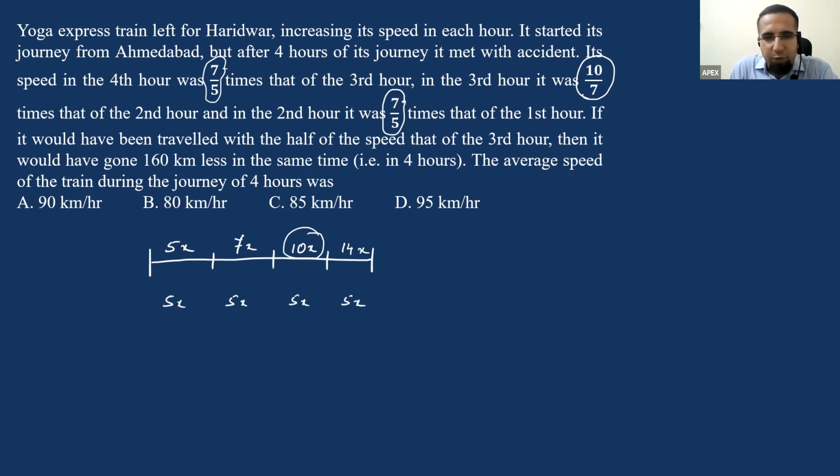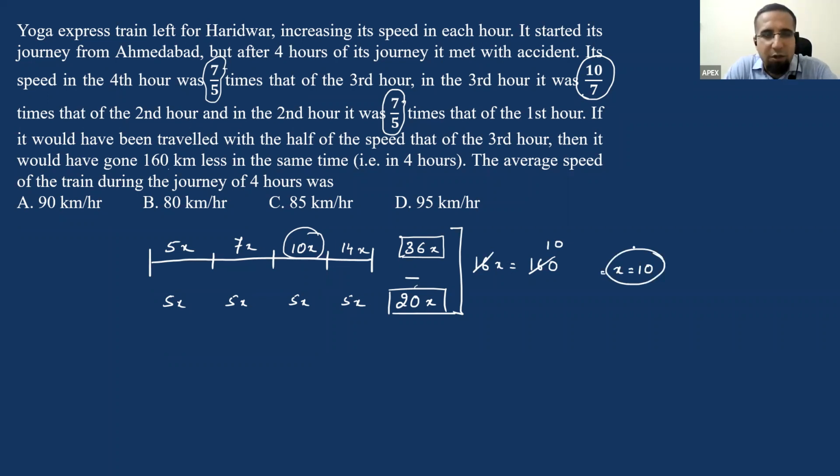Clear? So 7 plus 5 is 12, 12 plus 10 is 22, 22 plus 14 is 36. So ideally it is traveling 36x kilometers. And as per the question, it would have traveled 20x kilometers in 4 hours. Then it would have traveled 160 kilometers less in 4 hours. So 36x minus 20x, which will give us how much, guys? So the gap between them will give us 16x, which is equal to 160, or the value of x is equal to 10.